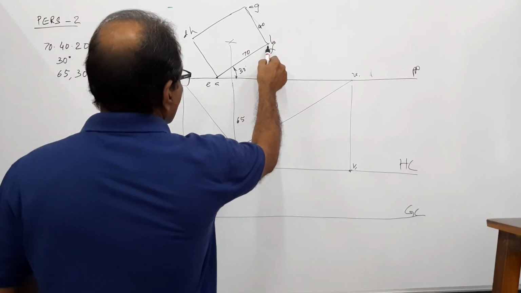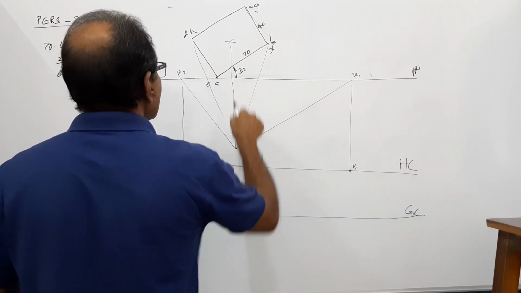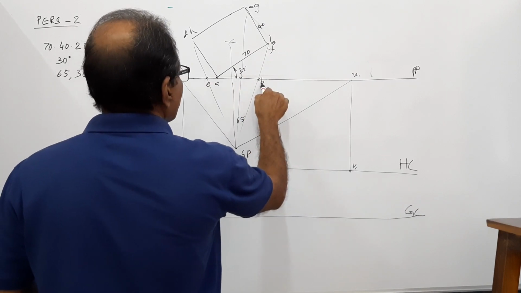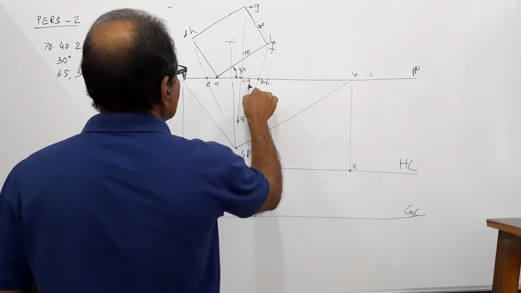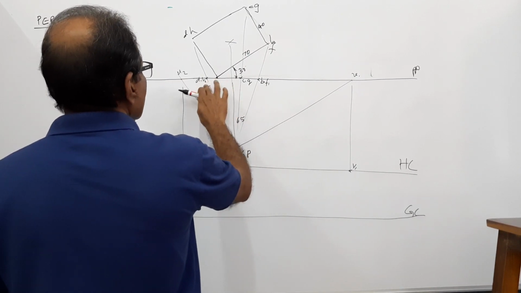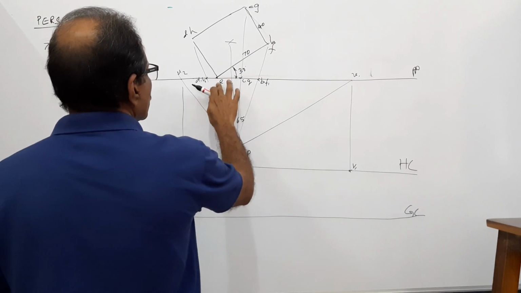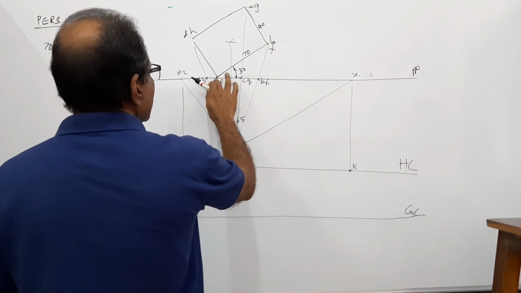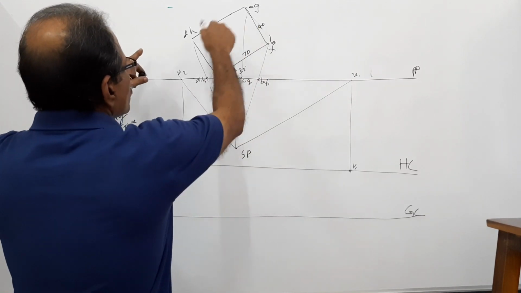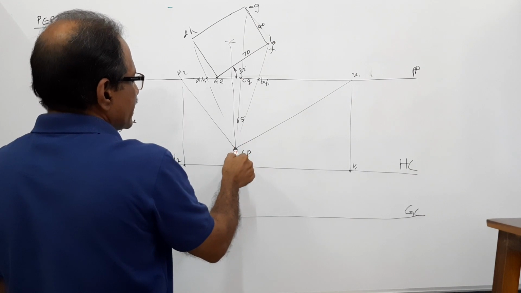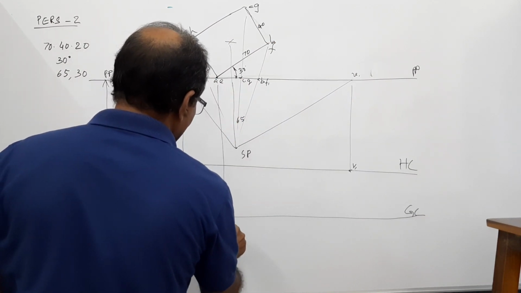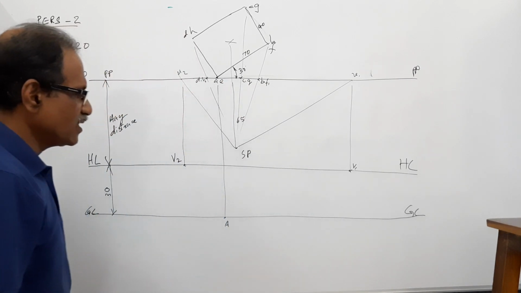Okay. Now, after drawing this much, before dropping AE down, join all these points to SP. What do you get? You get intercepts here: B1 F1, C1 G1, D1 H1. AE is directly on the picture plane, so there is no need of joining AE to SP. These other points are not on the picture plane, so join them to the station point, and you get intercepts on the picture plane.